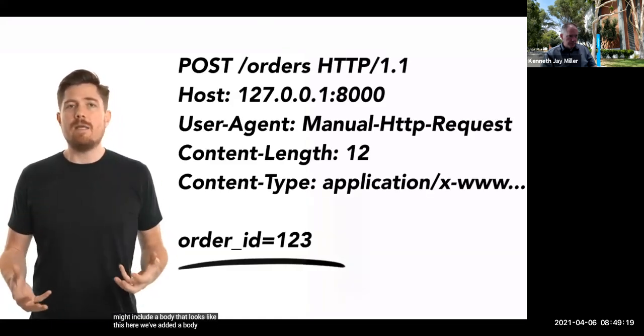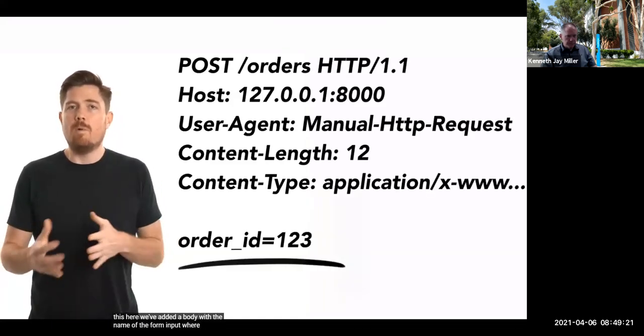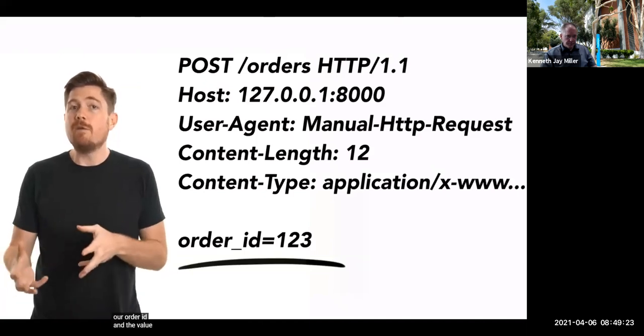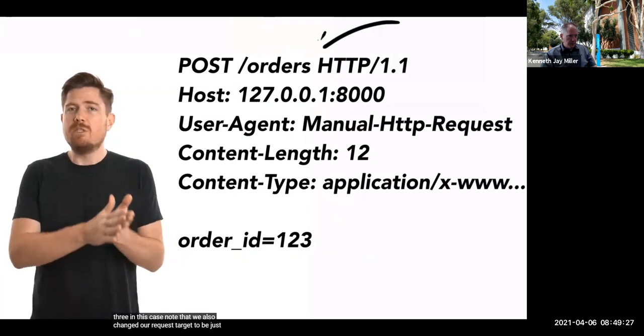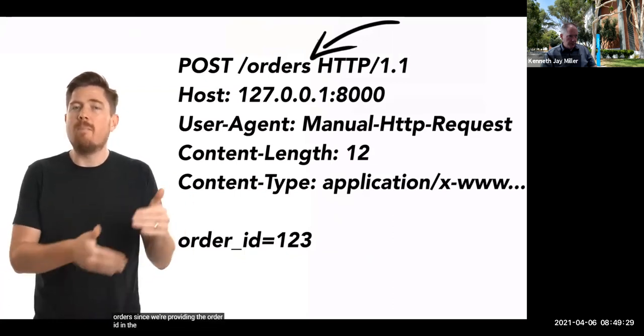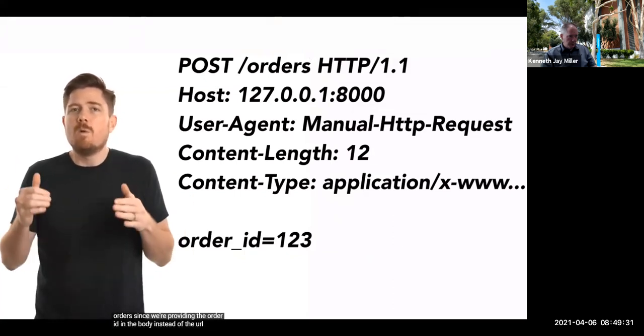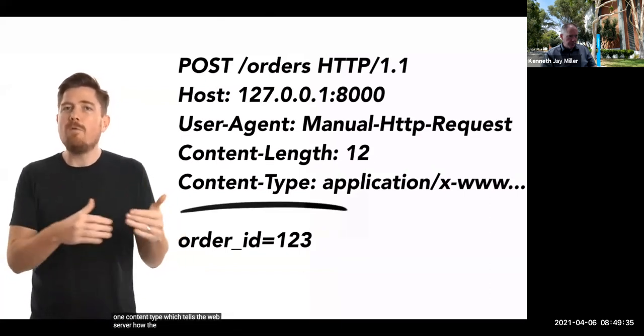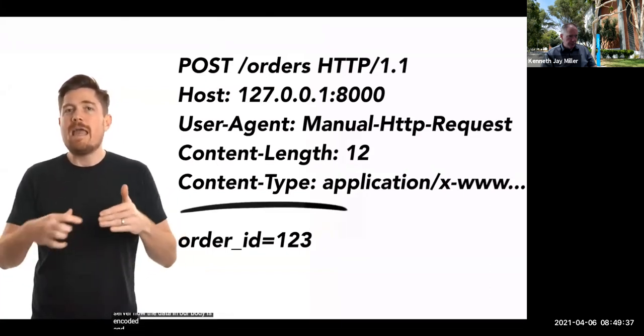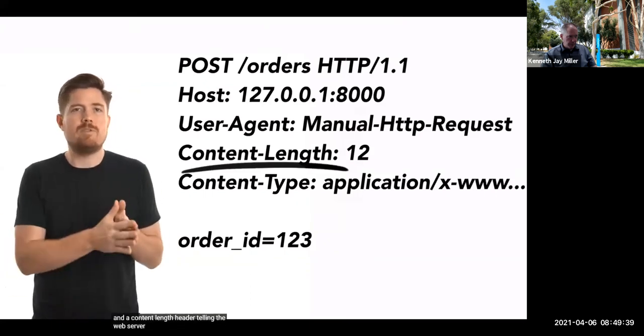Here we've added a body with the name of the form input where we entered our order ID and the value of that input, 123 in this case. Note that we also changed our request target to be just orders since we're providing the order ID in the body instead of the URL. We also added a couple of new headers, one content type, which tells the web server how the data in our body is encoded, and a content length header telling the web server the size of the body.